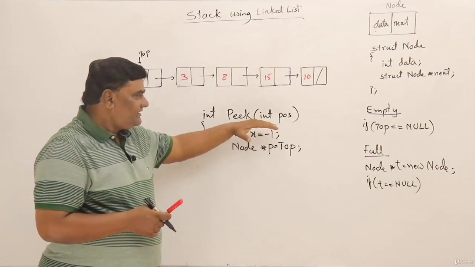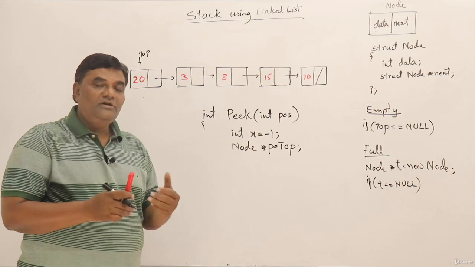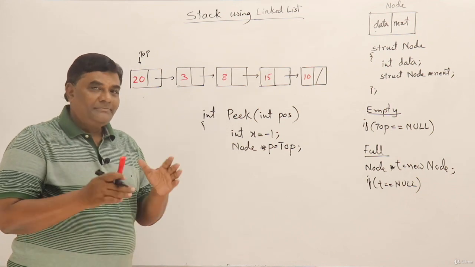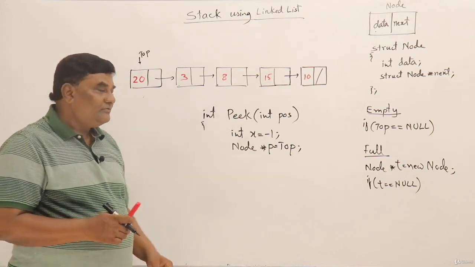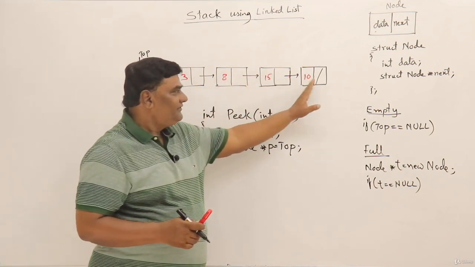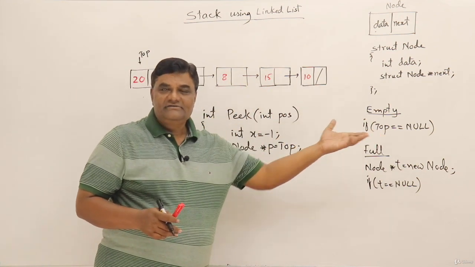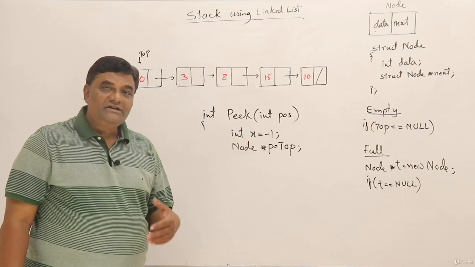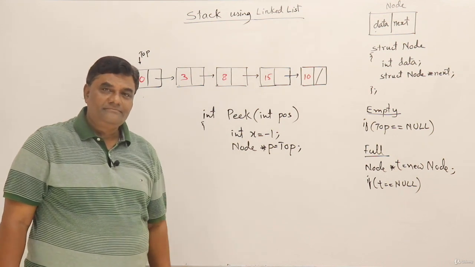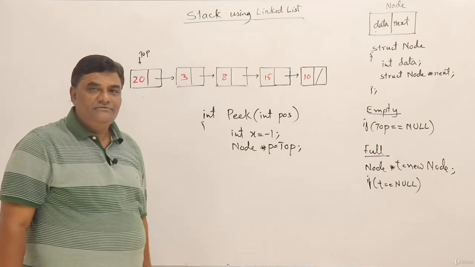So this function takes the position and gives the value at that particular position. Suppose I want 10th position value. So first, second, third, fourth, fifth. Beyond that there is nothing. So invalid position. We cannot give a value, so we return -1. So let us see how this should work.